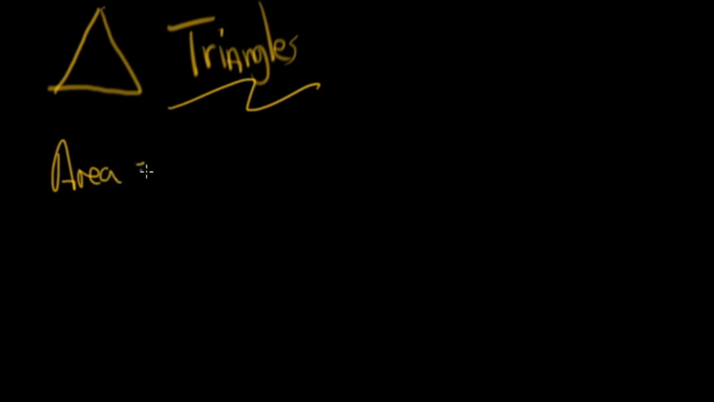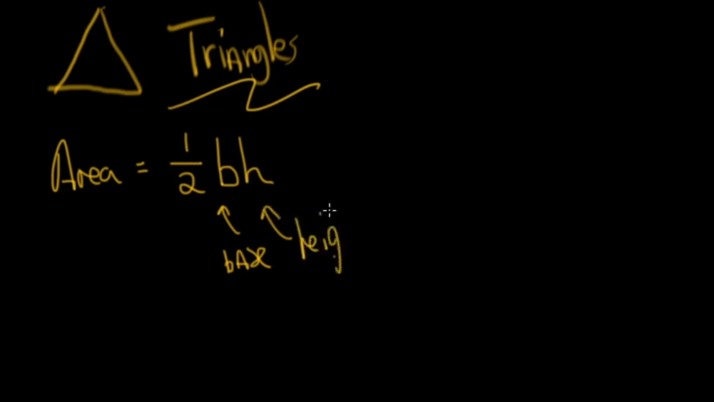And we need to know the formula. So the formula is this. It is a half times the base times the height. So that's your base, and that's your height. Now, there are some math teachers that also like to write it as this: base times height divided by 2. They're the same.